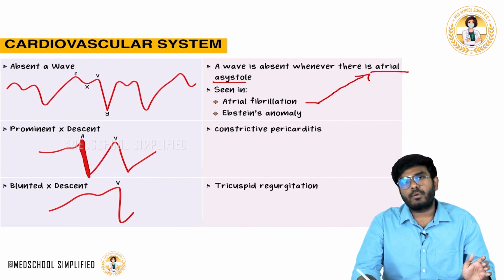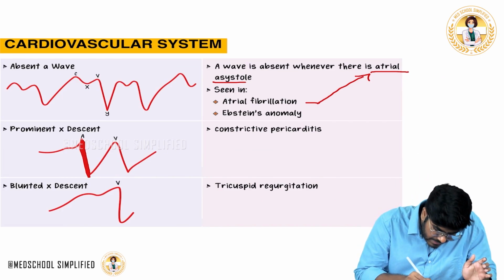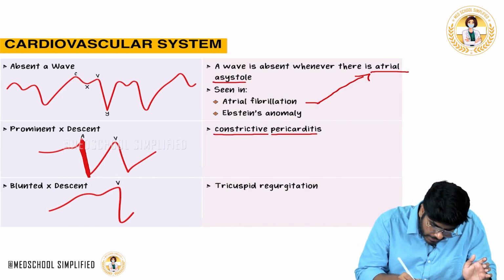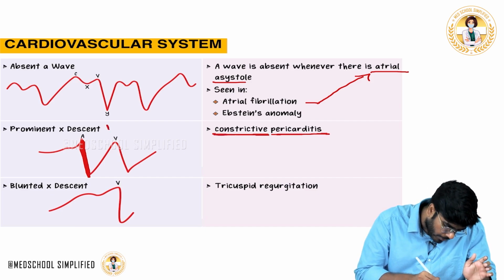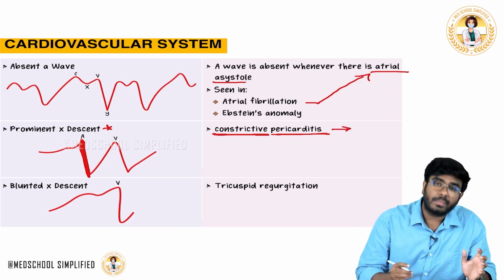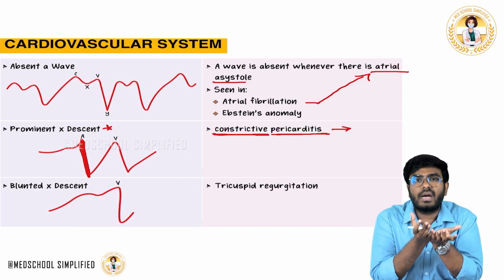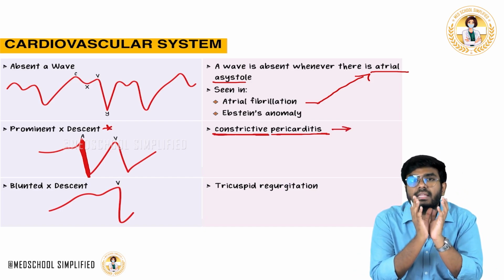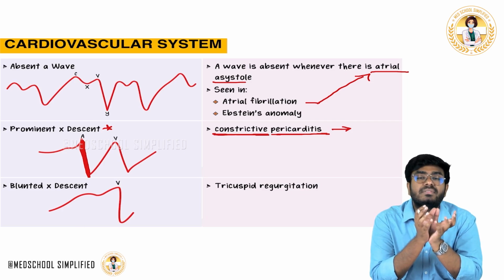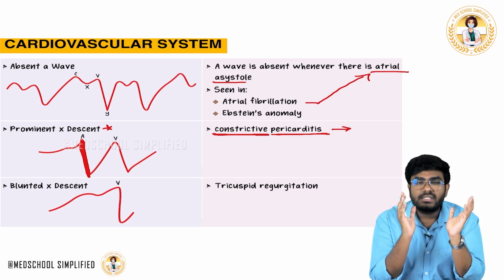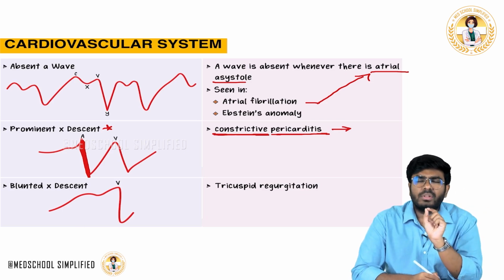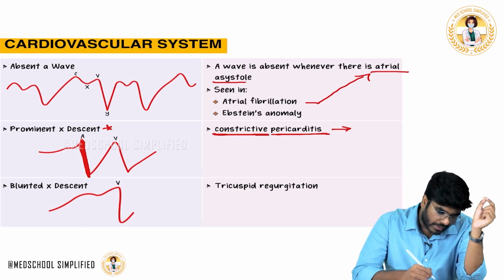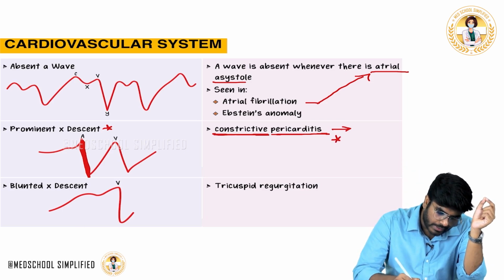Now why it will happen, sir? Prominent X descent is seen in conditions like constrictive pericarditis. Constrictive pericarditis means the entire pericardium of the heart got calcified. So in constrictive pericarditis, you only know this one point, that will be more than enough for you. A prominent X descent is seen in constrictive pericarditis.